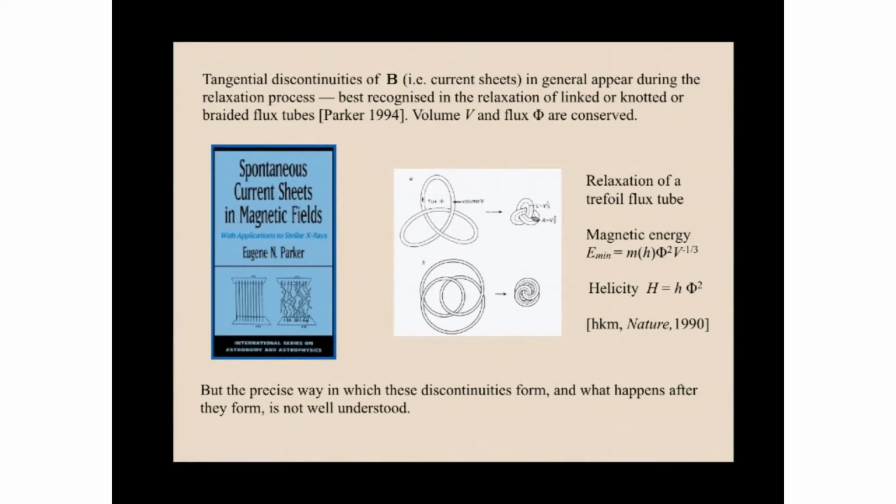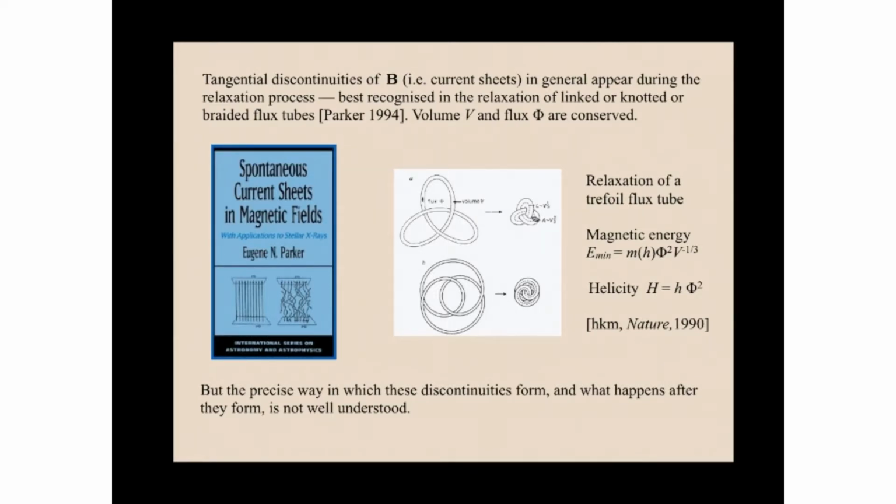Now, the only thing to note is that tangential discontinuities of B, which are actually current sheets, can and in general do appear during the relaxation process. And that's best recognized in the relaxation of linked or knotted or braided flux tubes. Parker, the astrophysicist in Chicago, also has written a whole book about this business of the spontaneous appearance of current sheets in magnetic fields, and it all does depend on this sort of relaxation process.